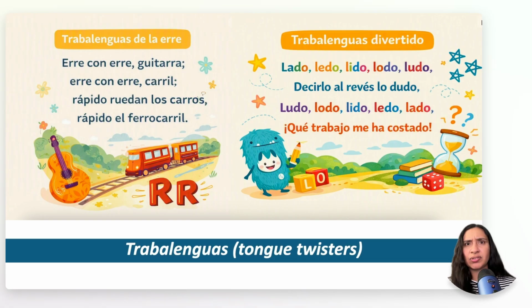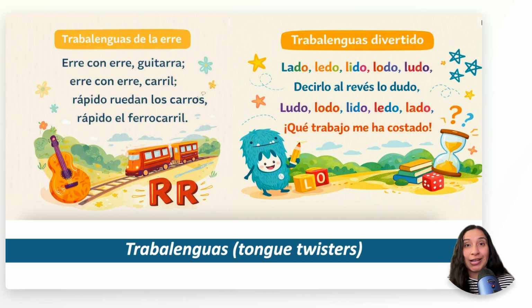Pause the video, take a screenshot, write it down. It's also good for you to write down. Even though you don't know the meaning of the words, you can start writing. And if you are curious enough, go look up the meaning of the words. But it's a good pronunciation activity, where you can practice your pronunciation. So I'm gonna read both of these tongue twisters, trabalenguas in Spanish, and then you can check if you did the same or you are learning, right?